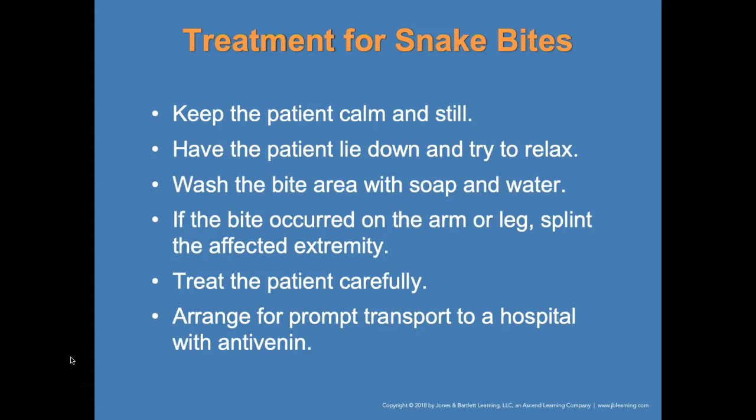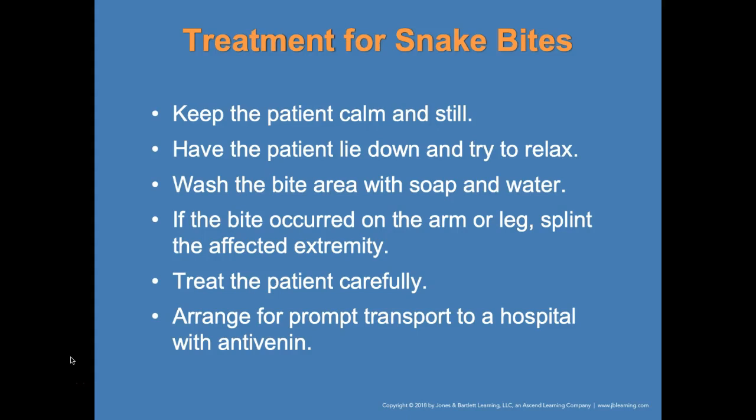Once again, for treatment, we want to keep that patient calm and still, try and not circulate that toxin through the body. We want to have the patient lie down and try to relax. We're going to wash the bite area with soap and water. If the bite occurred on the arm or leg, we want to splint the affected extremity. We do not want to put a tourniquet on that wound site. It doesn't help.